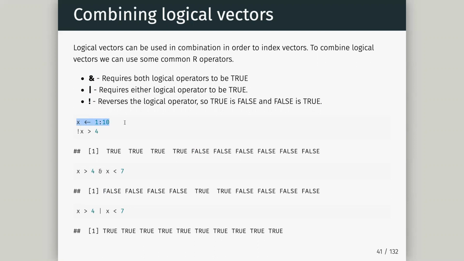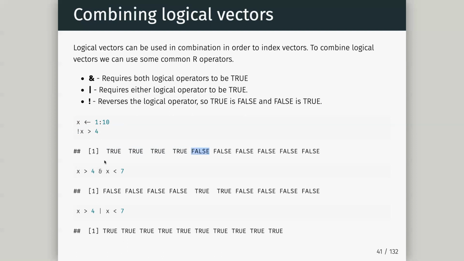So let's do x, create a vector 1 to 10. I want all the values where x is greater than 4, except I put this exclamation mark in front of the whole thing. Now it's going to give me the reverse of this, all the times where x is not greater than 4. So I should get true, true, true, so 1, 2, 3. 4 isn't greater than 4, so that's also true.